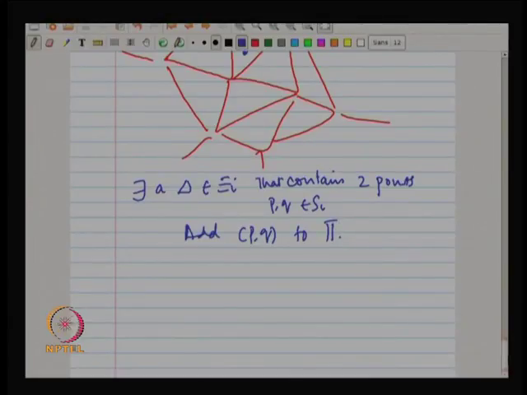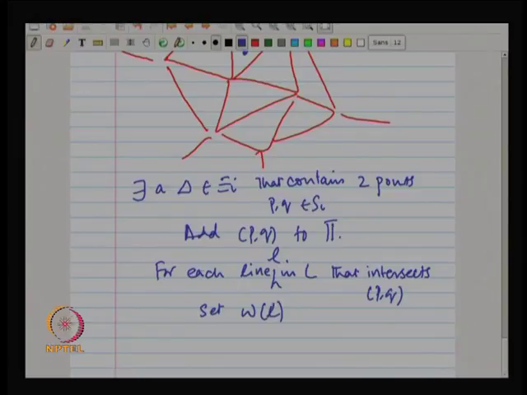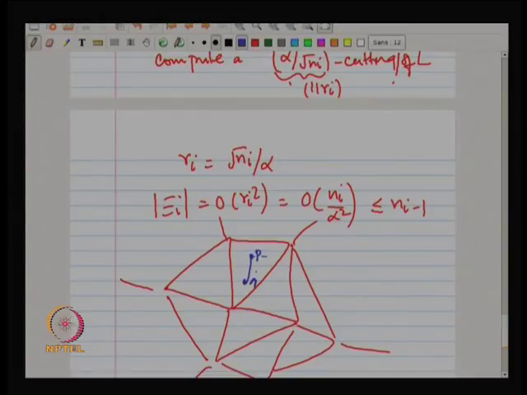Okay, not yet, one more step. For each line in L that intersects P Q, double its weight. So, this is the edge P Q, and suppose this was a line L that intersects the edge that you just added; you double its weight, because you want to penalize it, because now you know that this line intersects this edge. So you want to be careful, because you do not want to choose another edge that intersects this line. Or you want to choose it, but you want to decrease the probability of choosing that edge. That is the intuition. Okay.